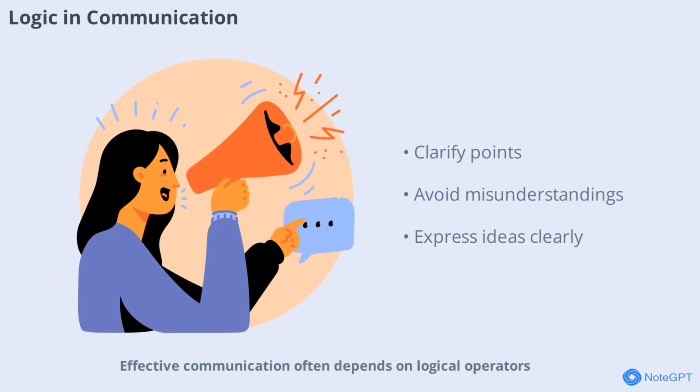Effective communication often depends on logical operators. When explaining ideas, we use and, or, and not to clarify our points and avoid misunderstandings. For example, you can have cake or ice cream, but not both. Logical operators help us express ourselves clearly and ensure our messages are understood.